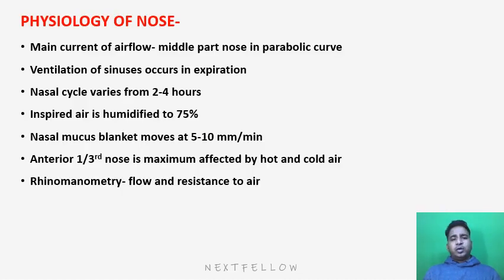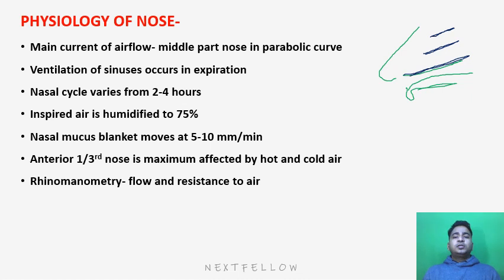Now let's discuss some points about the physiology of the nose. The main current of the airflow is in a parabolic curve, in the middle part of the nose. Suppose this is my nose and this is my palatine bone. Suppose I draw the three turbinates: this is my inferior turbinate, then comes my middle turbinate, and then my superior turbinate. The main airflow current is in a parabolic curve like this.